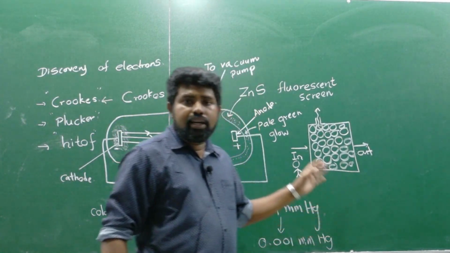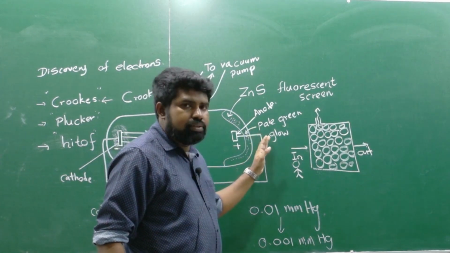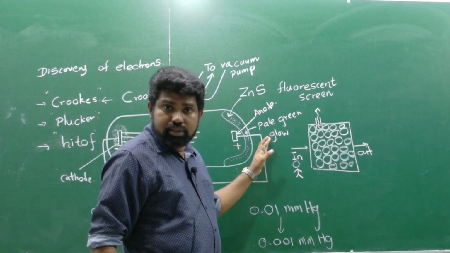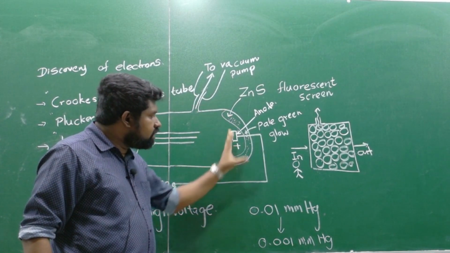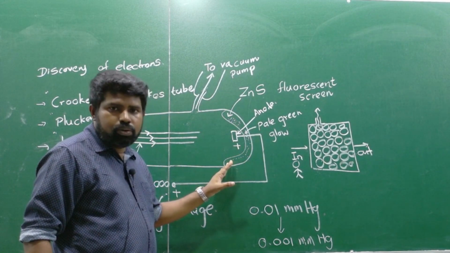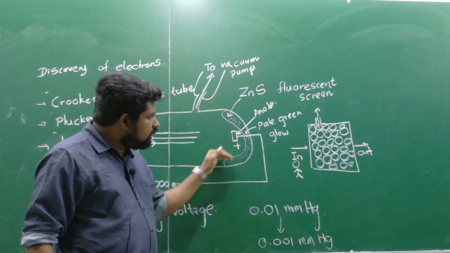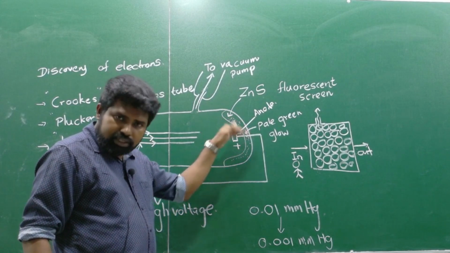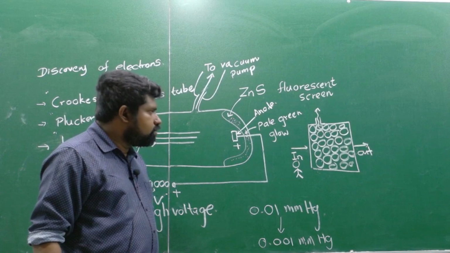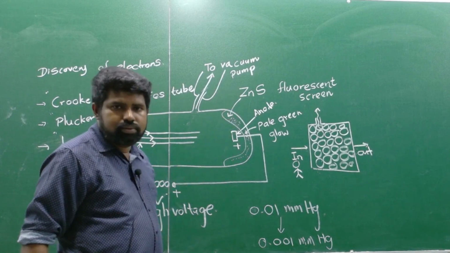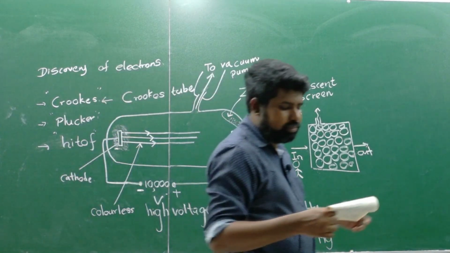You can also put it in as a screen. Zinc sulfide fluorescent screen. Otherwise, we can coat a layer of zinc sulfide on the inside of the glass tube wall, that is also fine, or we can place a screen coated with zinc sulfide.